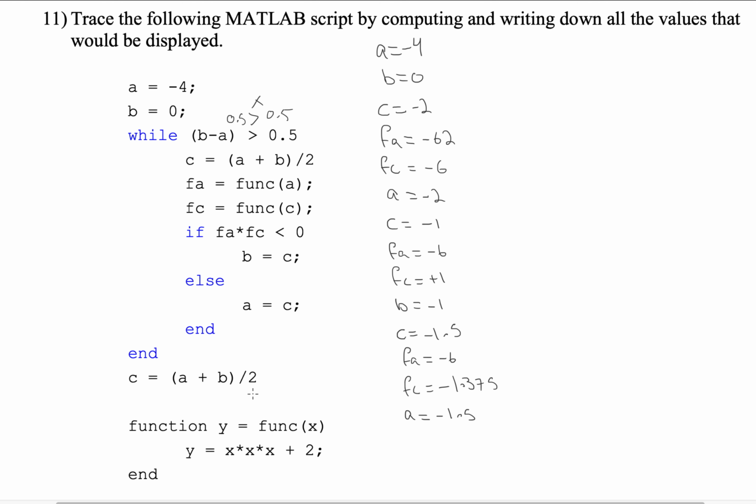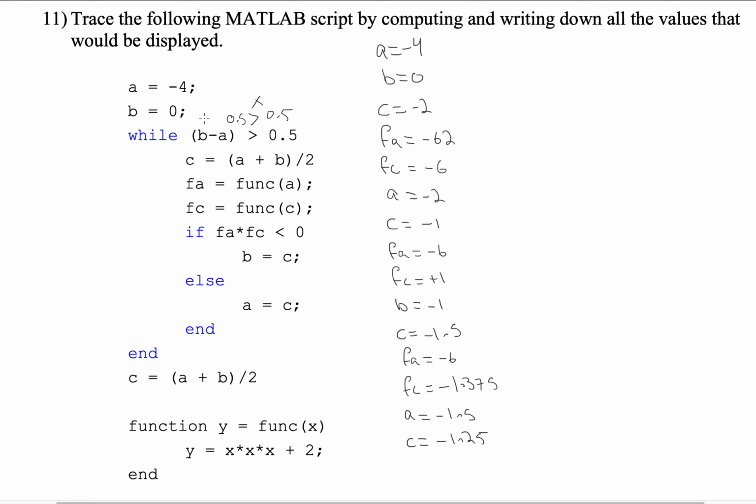And we see c equals (a plus b) over 2. So we say c is equal to a plus b. So -1.5 plus -1, that's -2.5 divided by 2. So that's -1.25. And then that's it. That's the end of the function.